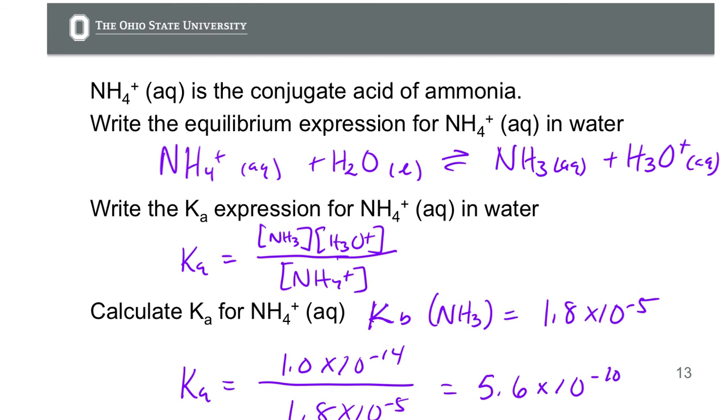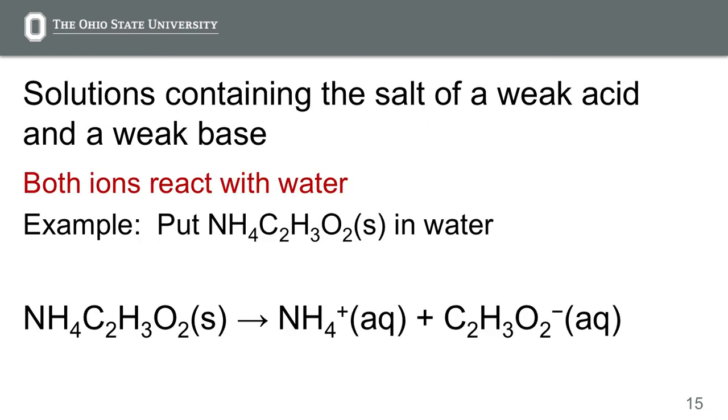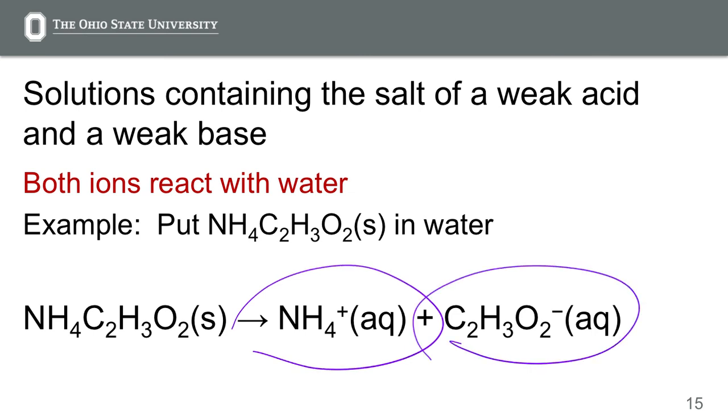Okay. One more thing before we're done. Here's a summary. Salts containing the conjugate acid of a weak base make an acidic solution. But what if we have a salt that contains the conjugate base of a weak acid and the conjugate acid of a weak base? So for instance, we'll take those two ions that we know affect the pH that we just looked at, ammonium ion and acetate ion. We'll make ammonium acetate salt, and we put that in solution. Here we have our ammonium ion and our acetate ion, okay?